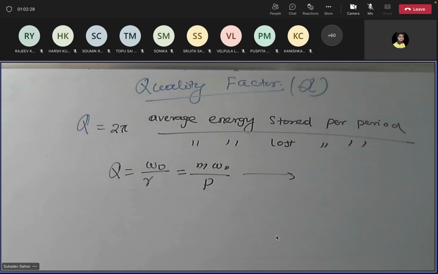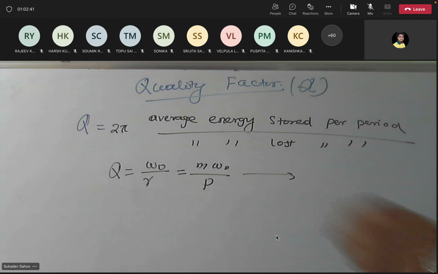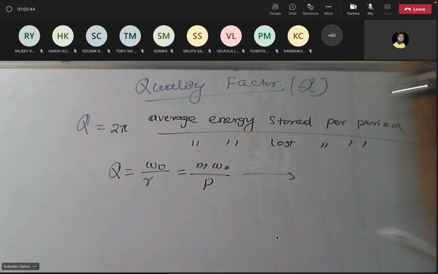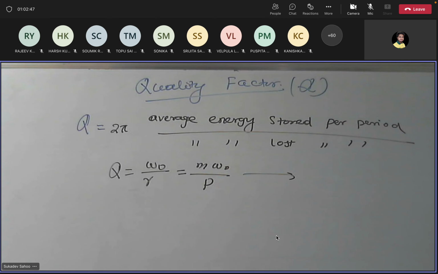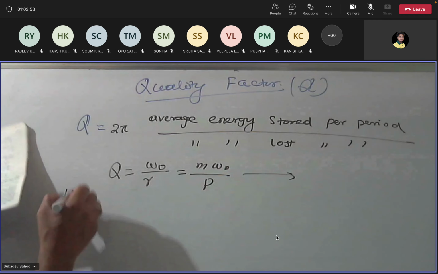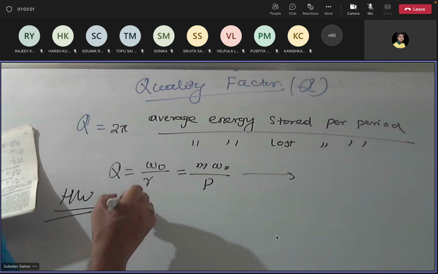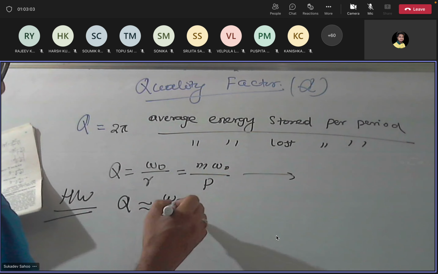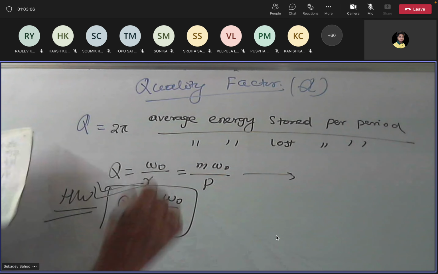So from this equation we can say sharpness of resonance is directly proportional to the natural frequency of the system and inversely proportional to the damping coefficient. Another HW I am giving, that all of you derive the expression for quality factor, that Q equal to omega 0 by gamma, it is given in the proof. All of you will try to derive.